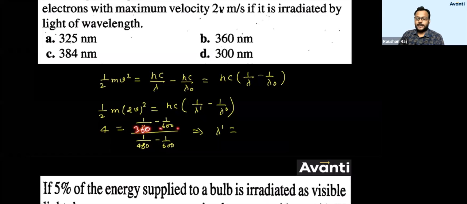इधर देखो. Are you getting this point? So just put the value of 360 here. ठीक है? Then you won't be getting this 4 here. ठीक है? तो approximately आंसर क्या मिल जाएगा? 300 नैनोमीटर.